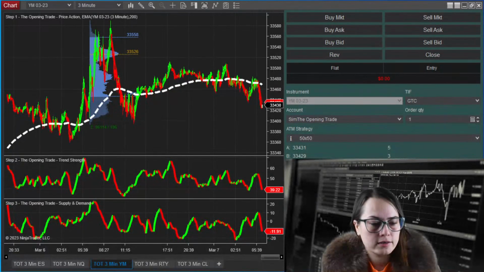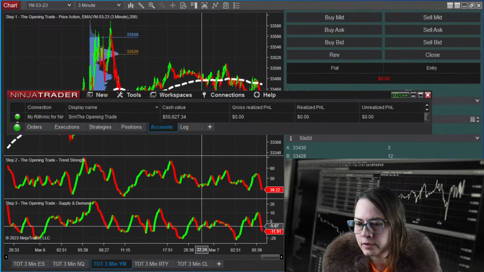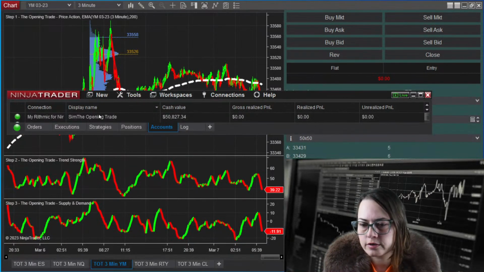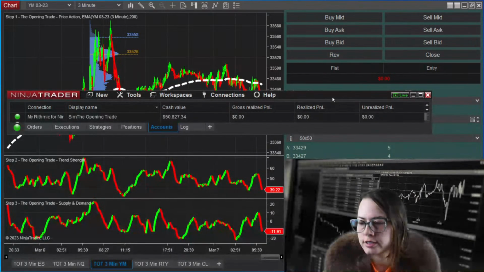All right, let's take a look at our current simulated account balance. I'm going to drag that over here. All right, here we go. Simulated the opening trade. Here's our cash value, and these last three columns will change if you see our automated trades or take the manual trades today.